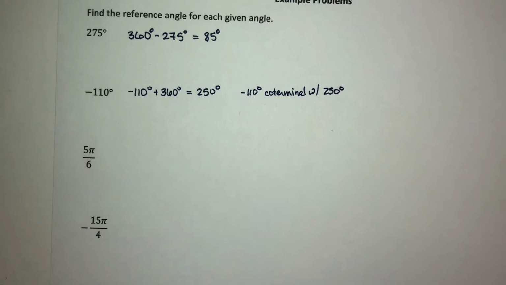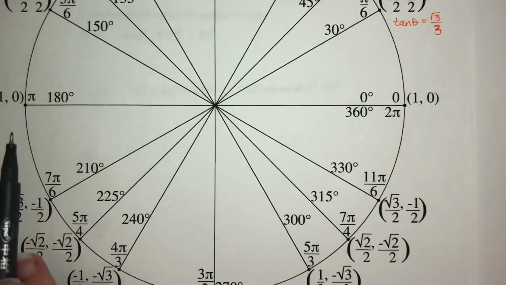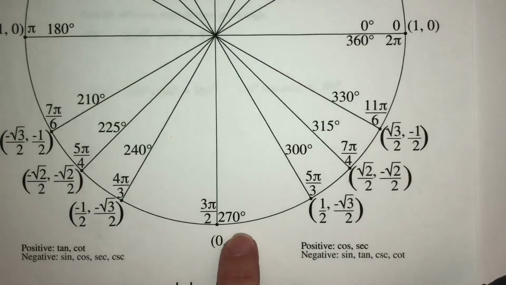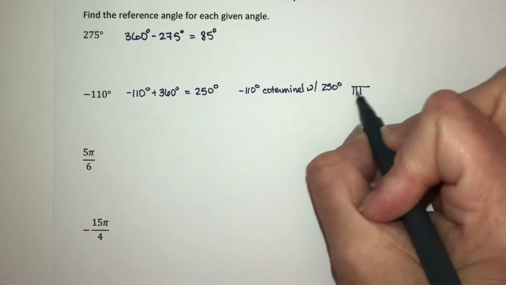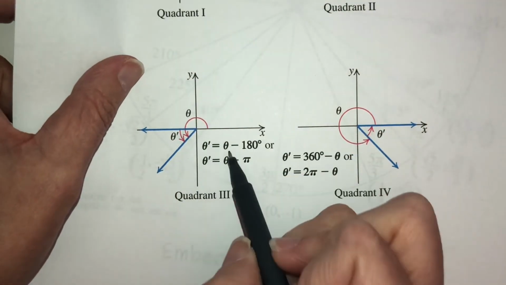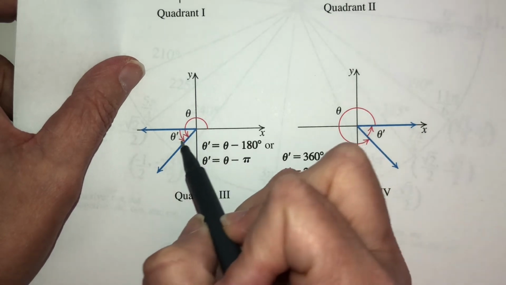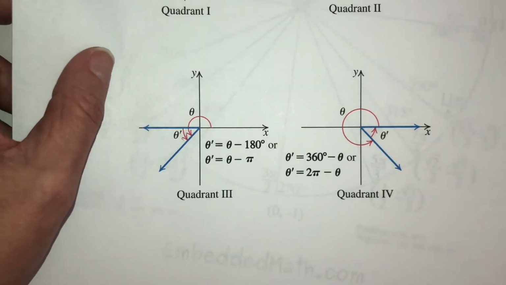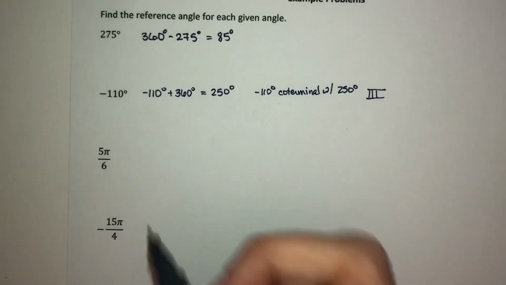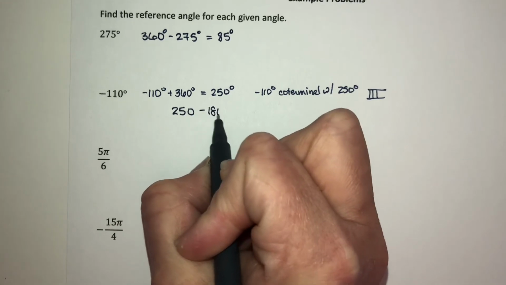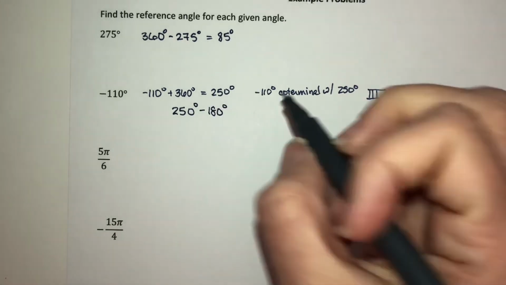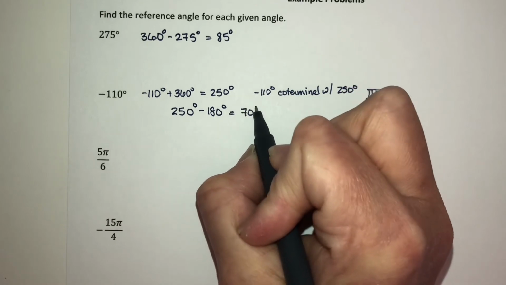Well, 250 is between 180 and 270, so it is in quadrant 3. And if we are in quadrant 3, then we take our angle and subtract 180 to find that reference angle. So we take our angle, which is 250, and subtract 180, and we get that our reference angle is 70 degrees.